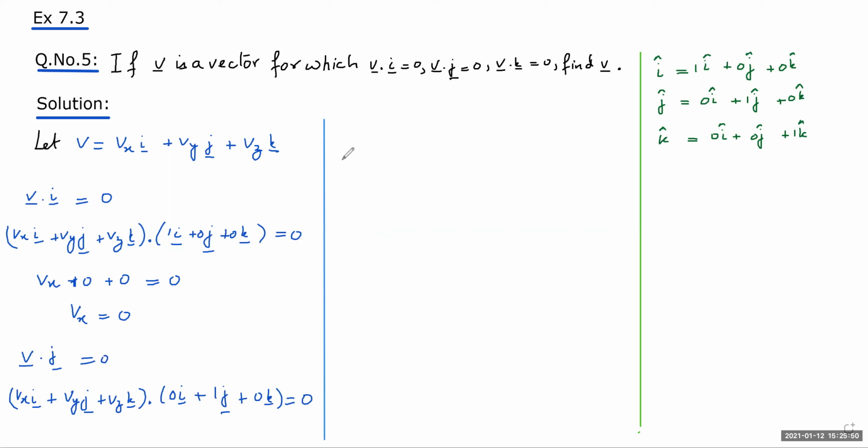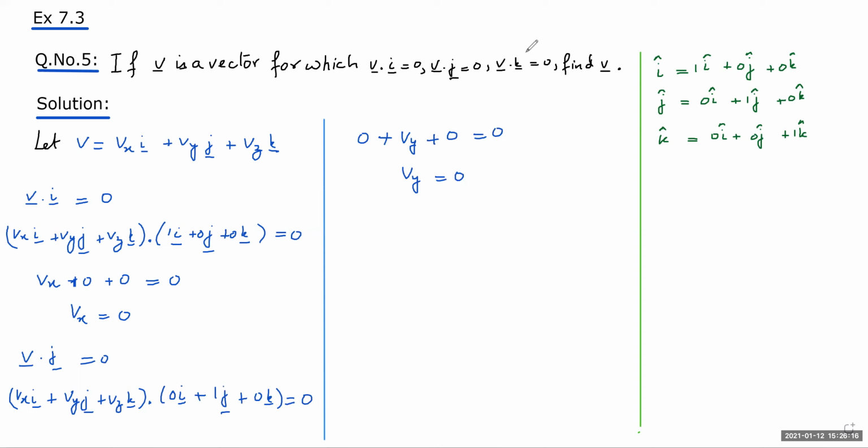Perform this dot product and the result will be equal to Vx into 0, the product of x components, 0, plus Vy into 1, the product of y components, which gives us Vy, plus Vz into 0, the product of z components, 0, equals 0. The result: Vy equals 0.